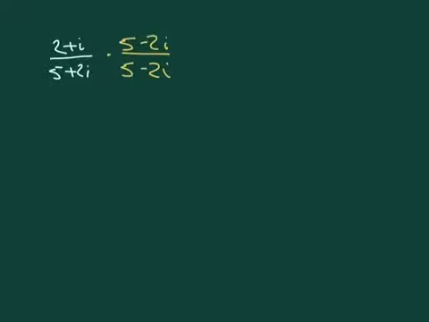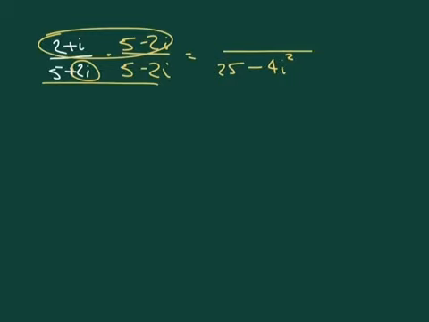Okay? And when you multiply by the conjugate, if you remember, you square the first number, square the second number, 2i, 4i squared, and you put a minus sign between them. And then you have to multiply these using the FOIL method, which becomes 10 minus 4i plus 5i minus 2i squared.